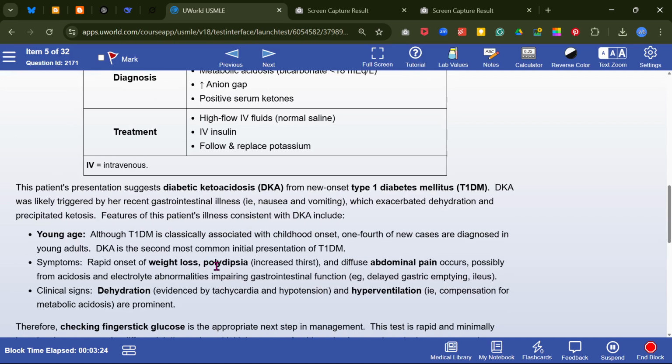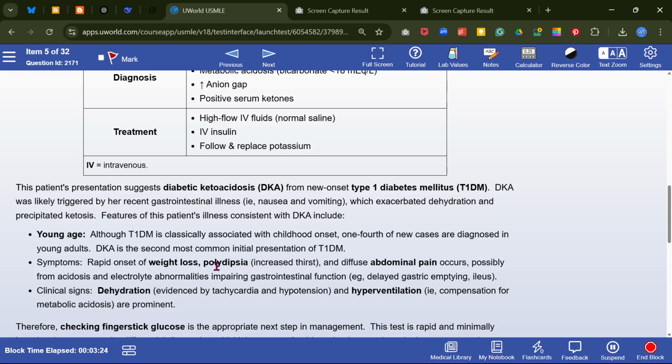This patient's presentation suggests DKA from new onset type 1 diabetes mellitus. DKA was likely triggered by her recent GI illness, nausea and vomiting, with exacerbated dehydration that precipitated ketosis. Features of the present illness consistent with DKA include young age.